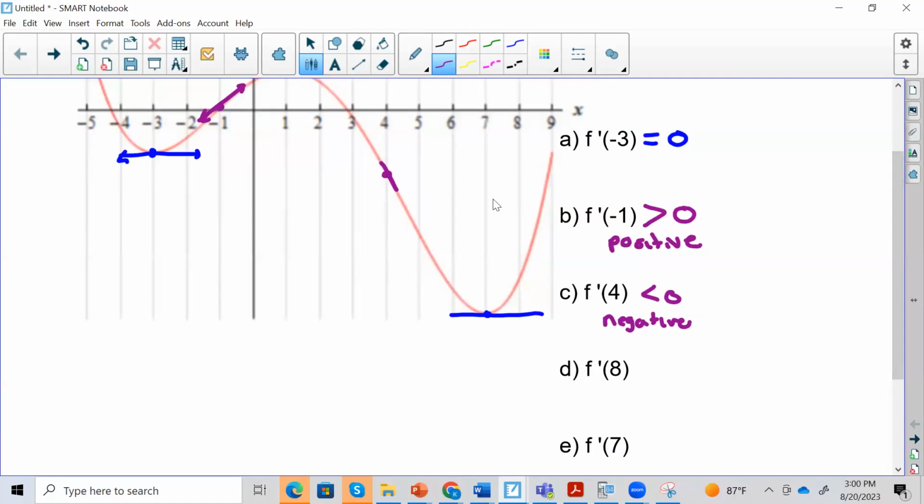Okay. F prime of 8. So I come to my x value of 8. I find my curve and I look at it. Okay, this is, again, increasing, or the slope of the tangent line would be positive, so it's greater than 0.